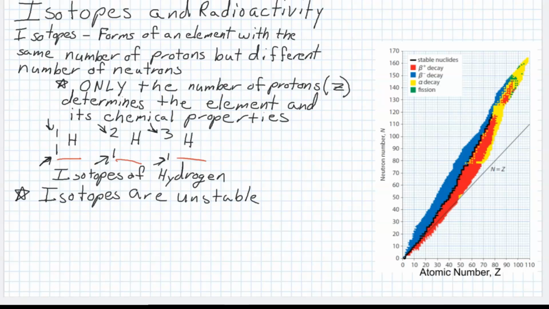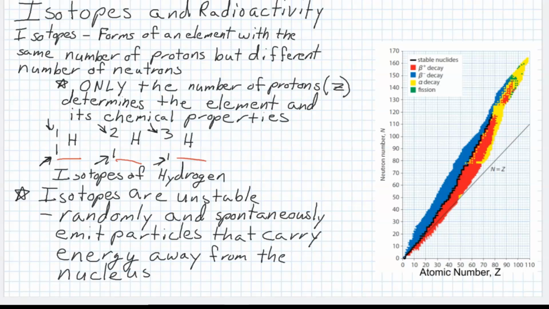Most isotopes are unstable, and this is why they emit radioactivity, randomly and spontaneously, to carry the extra energy away from the nucleus so they can become more stable. This diagram shows numbers of neutrons versus atomic numbers, and you'll notice there's a black band that runs down the middle, where it says these are stable nuclei. This is the band of stability. So there's kind of a magic ratio of neutrons to protons, or neutrons to atomic number, that gives you a stable nucleus.